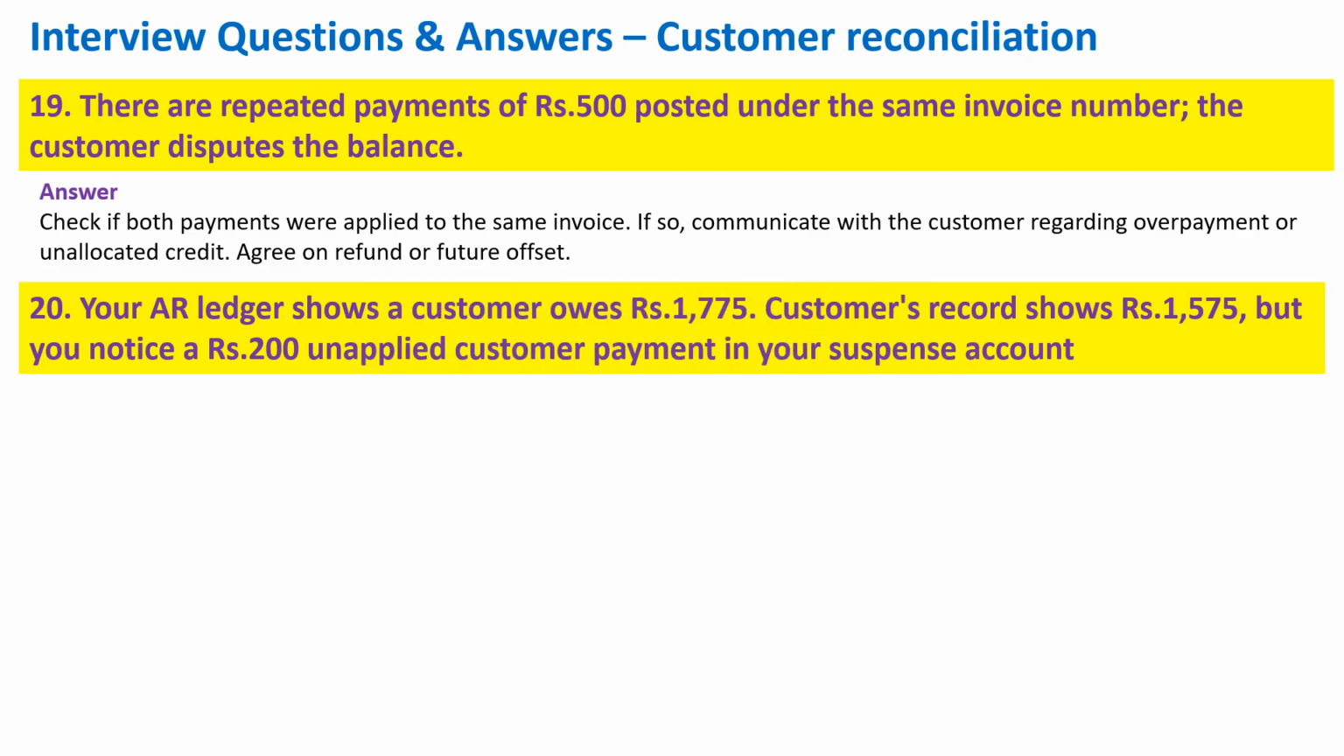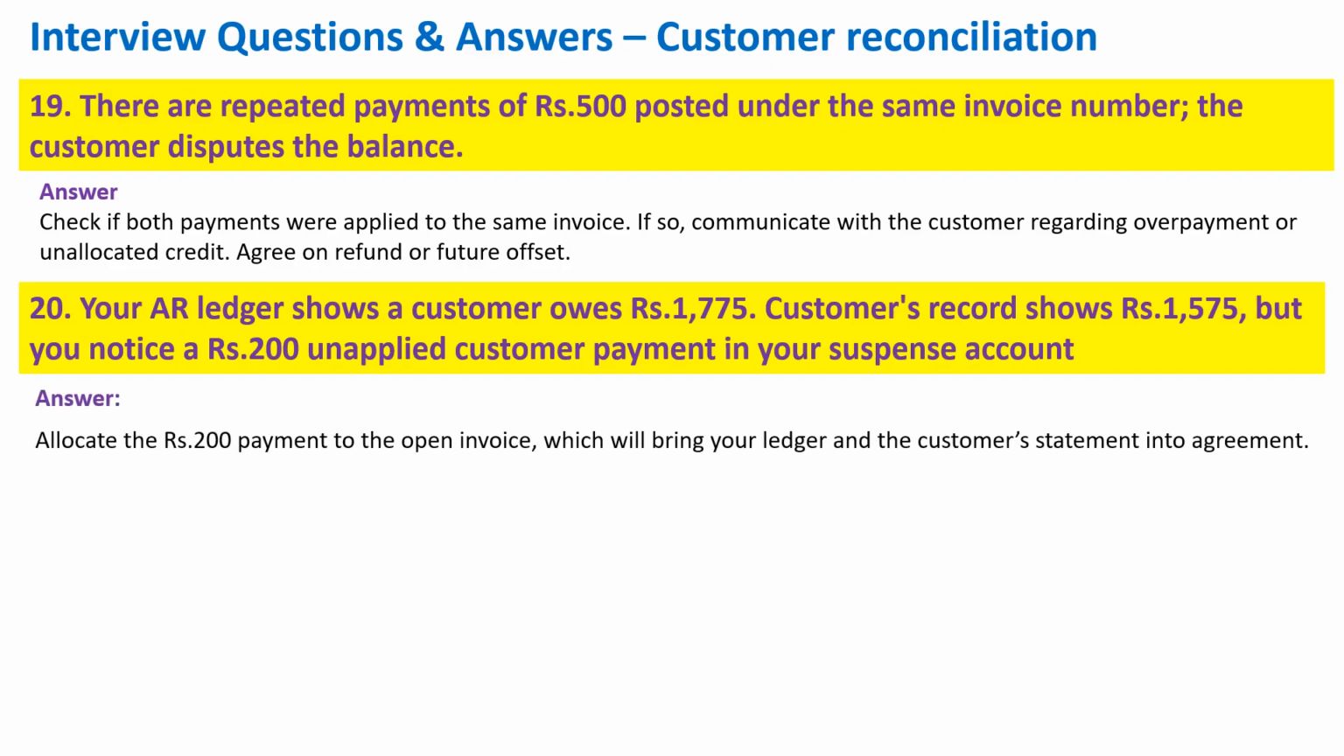Question number 20. Your AR ledger shows a customer owes rupees 1,775. Customer records show rupees 1,575. But you notice a rupees 200 unapplied customer payment in your suspense account. So allocate this rupees 200 payment to the open invoice, which will bring your ledger and the customer statement into agreement.